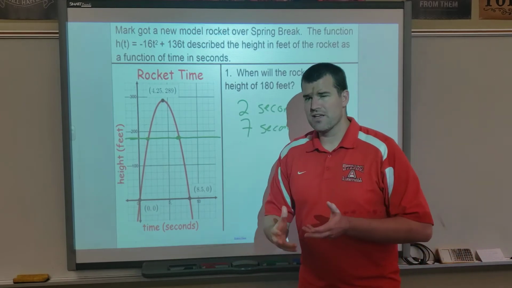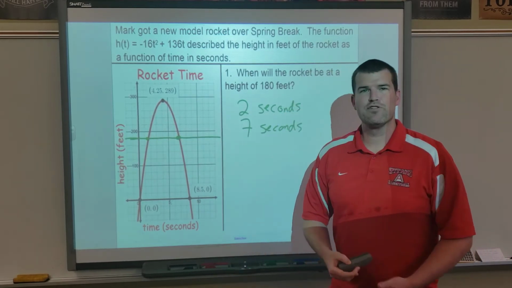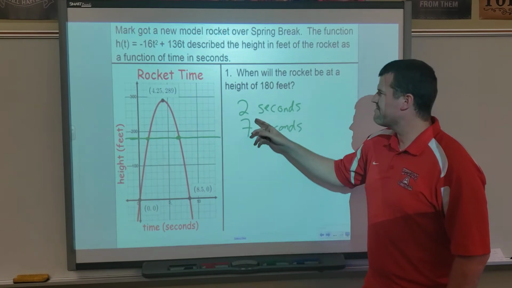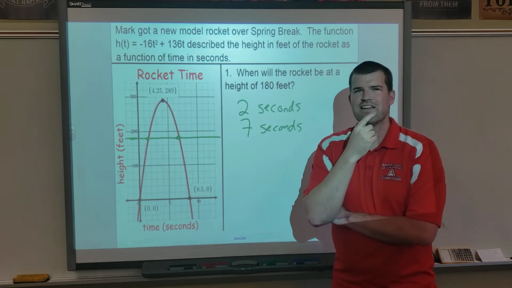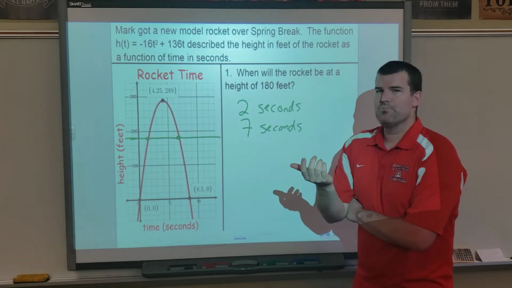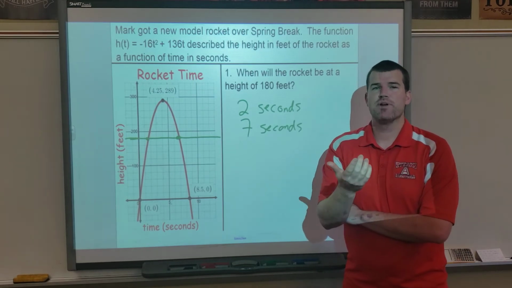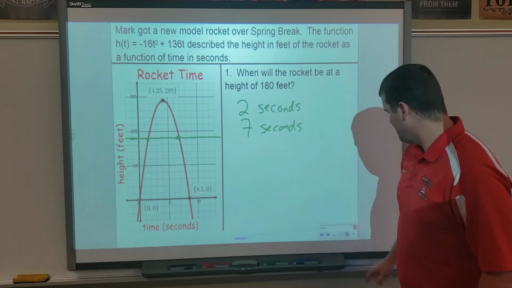Now, this one bothered me a little bit as I'm looking at it, because right here and right here, it's not perfectly on a corner. So the answers aren't exactly 2 and 7. So how can I find the exact answers? Well, we can plot the graph on Desmos, and we can find exactly where they cross. So guess what? That's what I did.